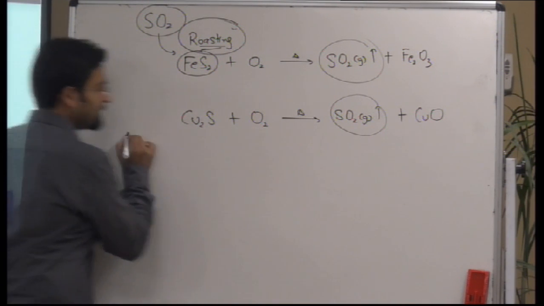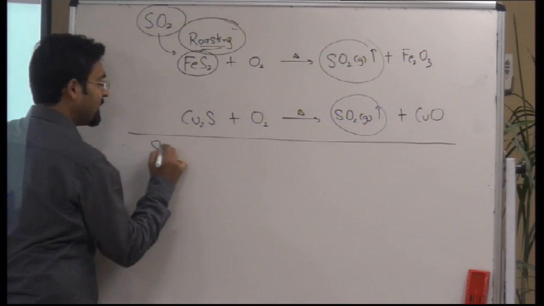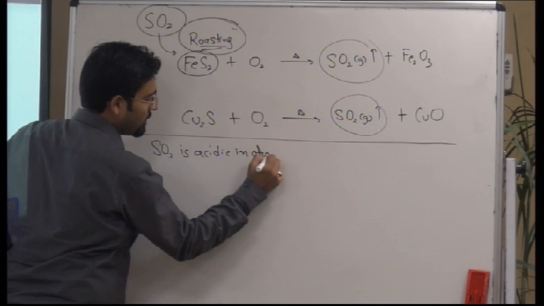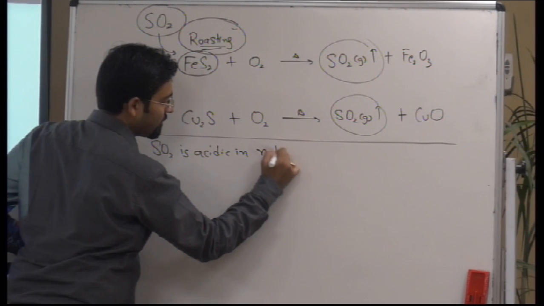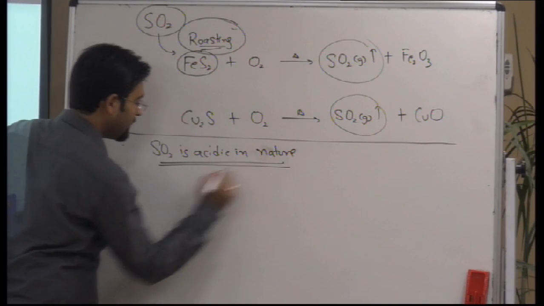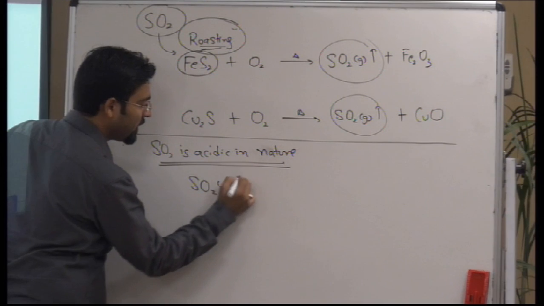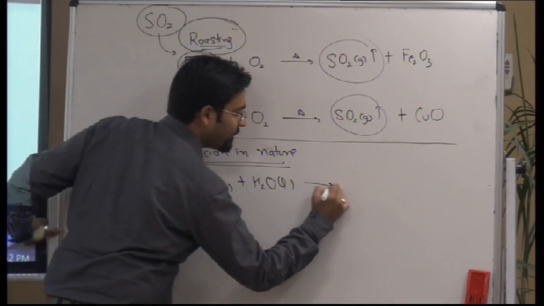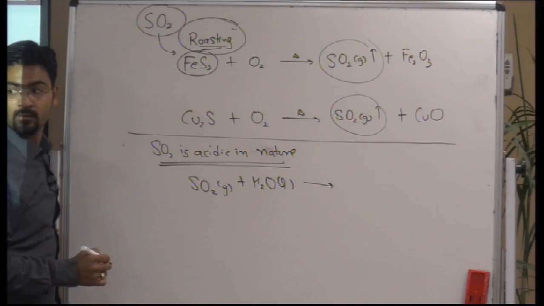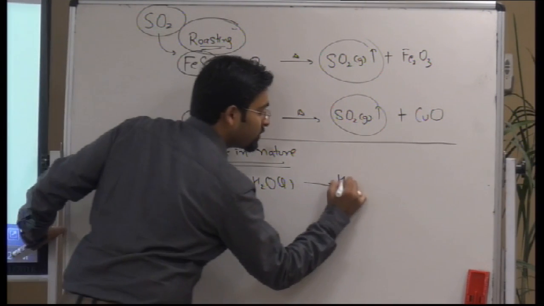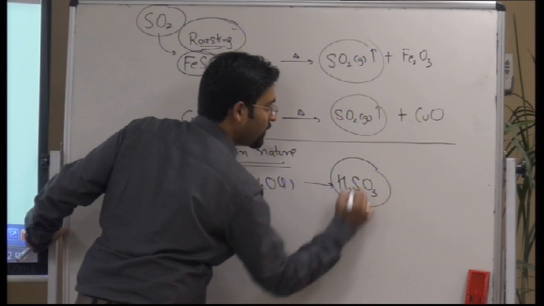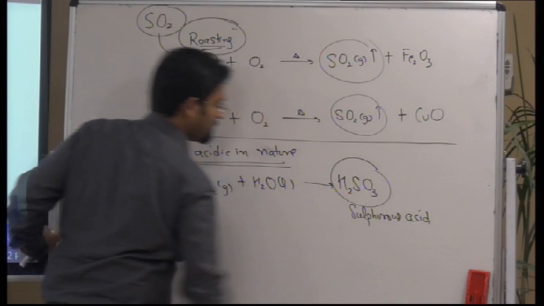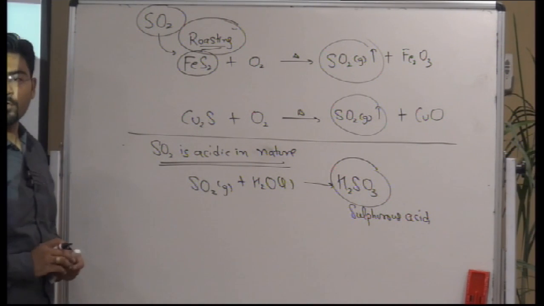So SO2 is acidic in nature. Its acidic nature can be observed by its reaction with water to form what? H2SO3, called sulfurous acid. So it reacts with water to form sulfurous acid.